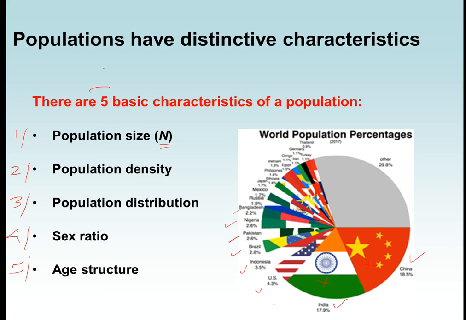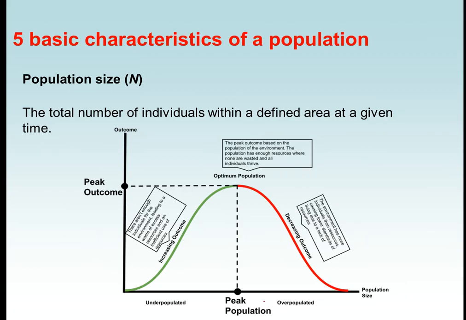Well, let's take a look at these five characteristics individually. The first is population size. We're just counting numbers. Now, this is going to be the total number of individuals in a defined area at a given time. When we look at that, we'll often see that we have populations that can be distributed over time, and normally there's going to be what's called an optimum population, where within a given ecosystem for a particular period of time, if there are too few, then that runs the risk of being underpopulated. And if there are too many, that runs the risk of being overpopulated.